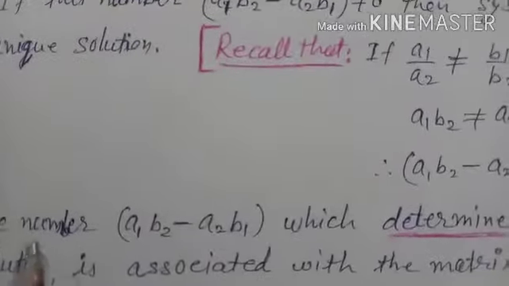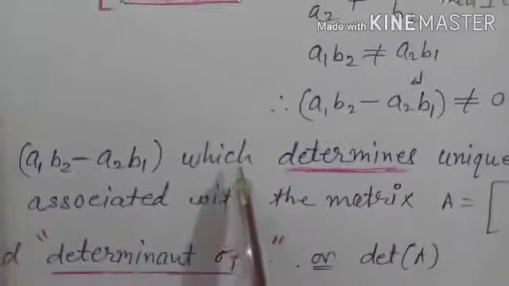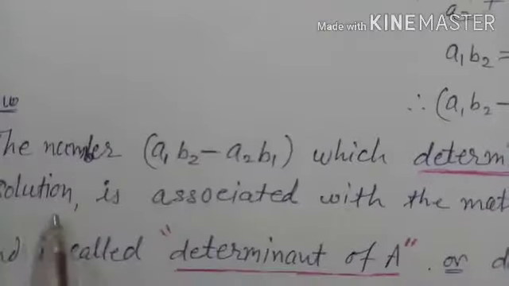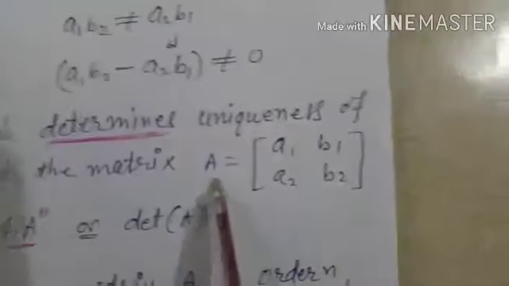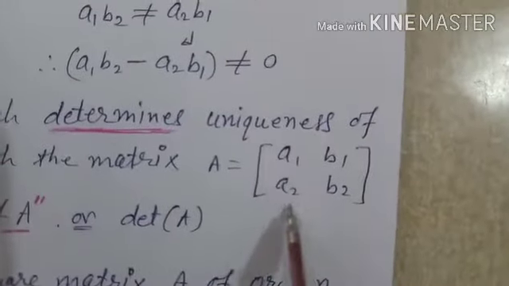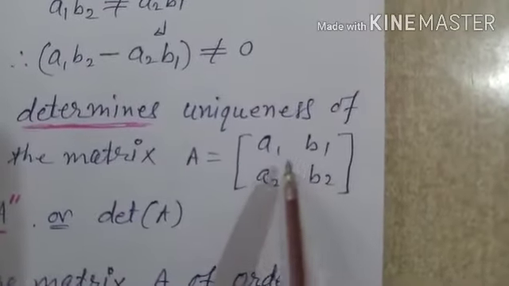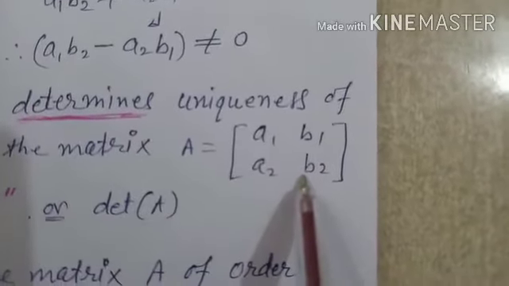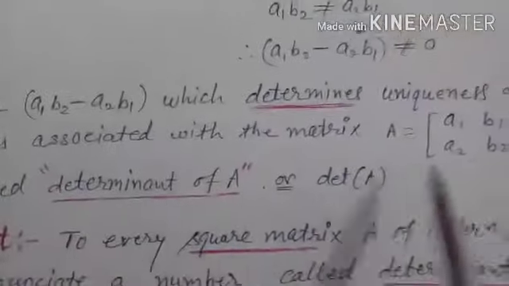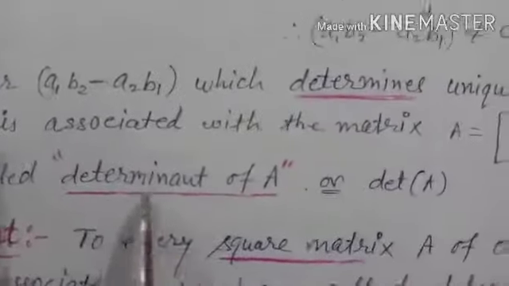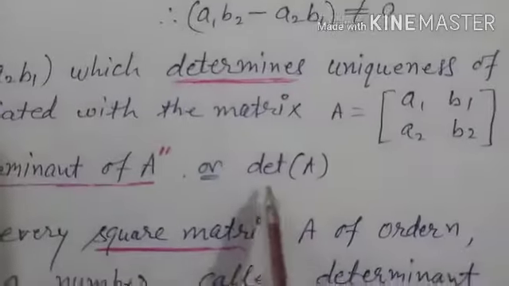Now the number a1 b2 minus a2 b1 determines the uniqueness of the solution and is associated with the matrix A, that is a1 b1 a2 and b2. This number comes from the operation a1 multiplied by b2 minus a2 multiplied by b1, and this number is called the determinant of A, written in short as det A. It means determinant of A.